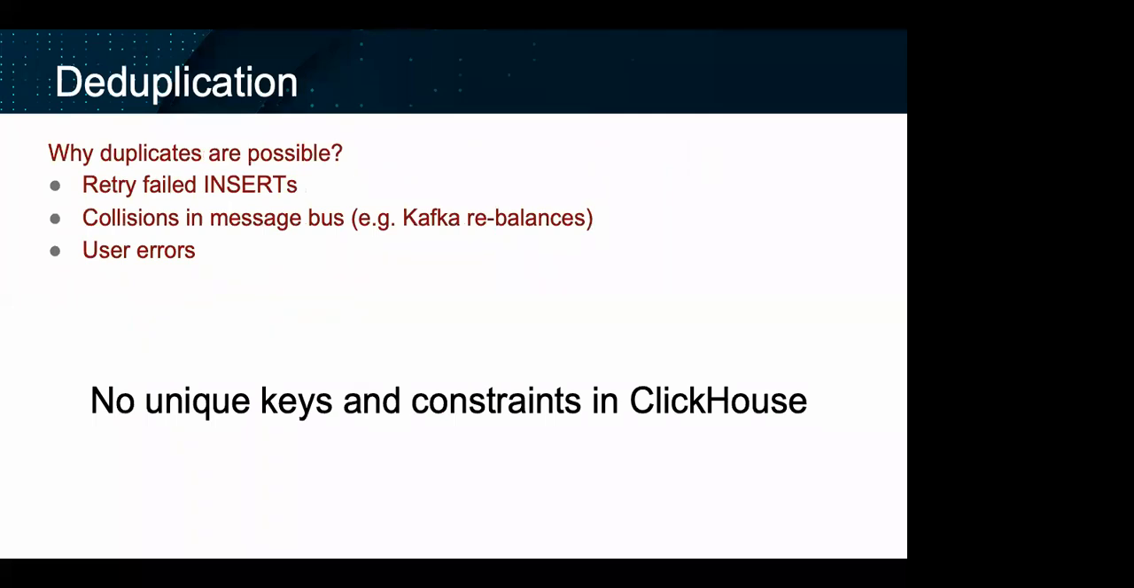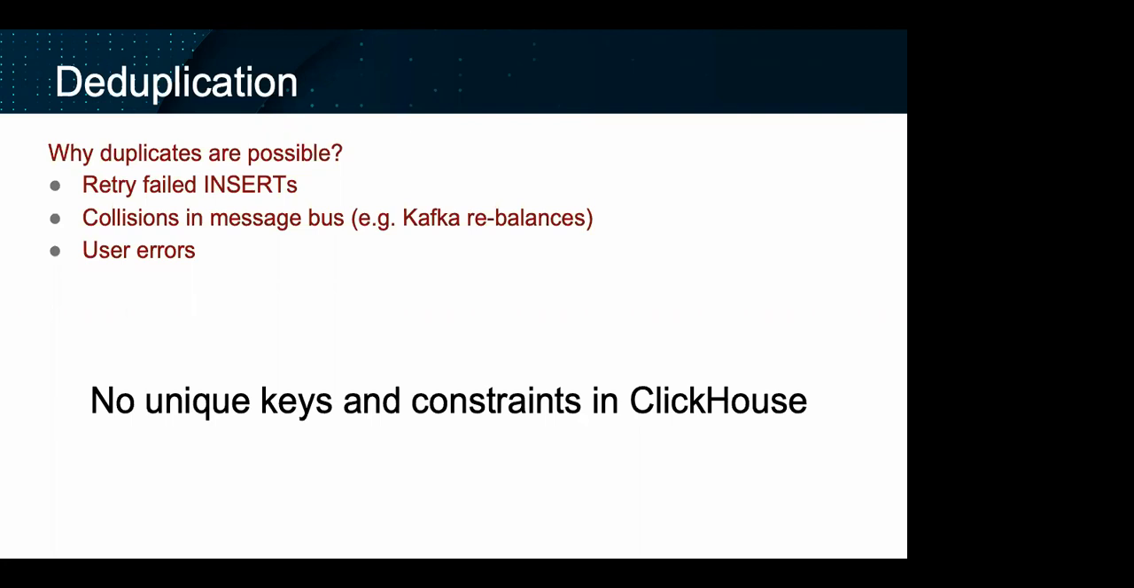The next and last topic for today is deduplication. Let's start with the question of why duplicates are ever possible at all. The most obvious scenario is when we retry a failed insert. For example, we try to insert and we get an error message. But sometimes we're not sure if this error message is because the insert failed or the network failed or my client failed, and the client library may want to retry it. And if the previous insert was successful, then we'll get duplicate data.